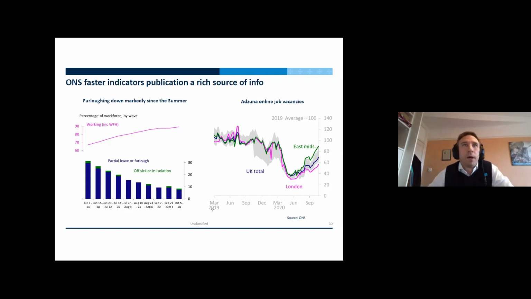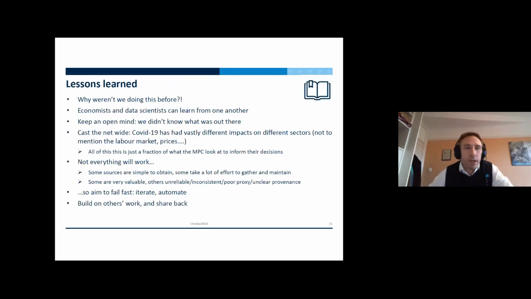So, starting to wrap up, what have we learned from all of this? Well, the first thing is, why weren't we doing all of this before? A lot of this information was already out there, but a lot more of it has become available since COVID hit. Our old models worked fine prior to COVID, but faster indicators really can give you a more granular view on what's going on in the economy compared to some of the more traditional indicators.